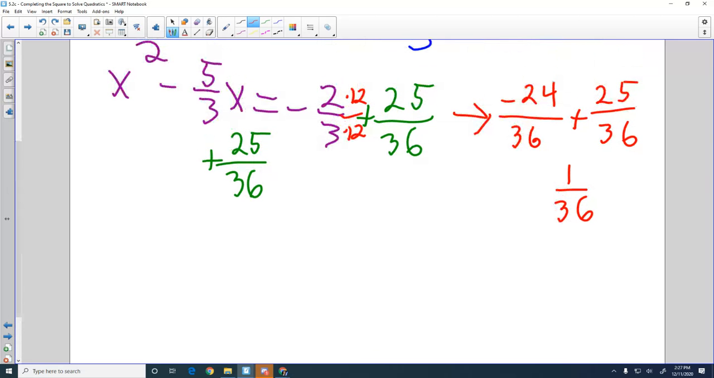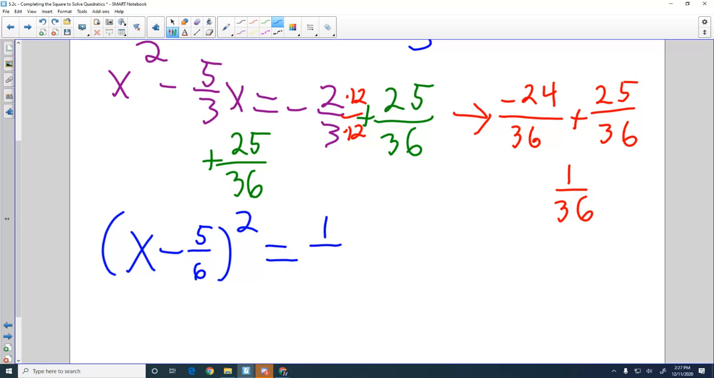Our left side is now a perfect square trinomial, so I can write it as x minus what, squared? Negative 5 over 6 squared. On the right side, we have positive 1 over 36. And now we do the fun step.